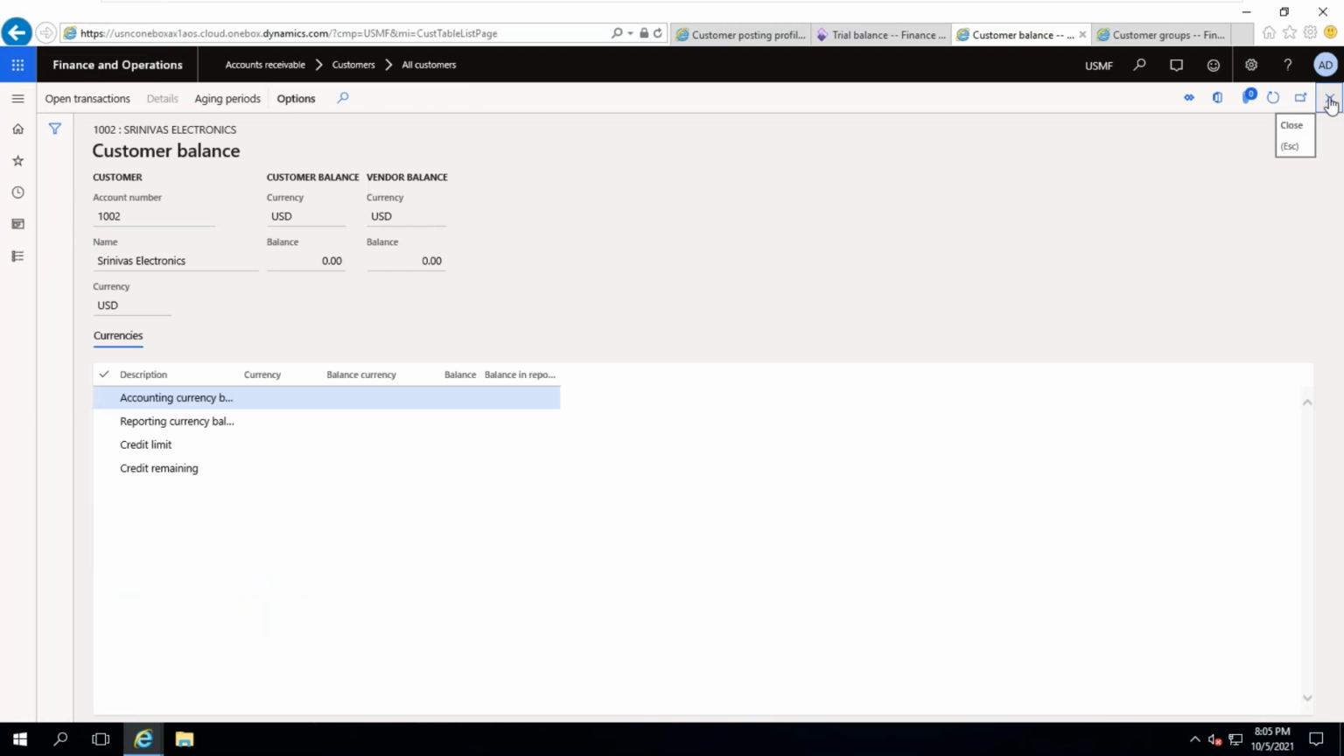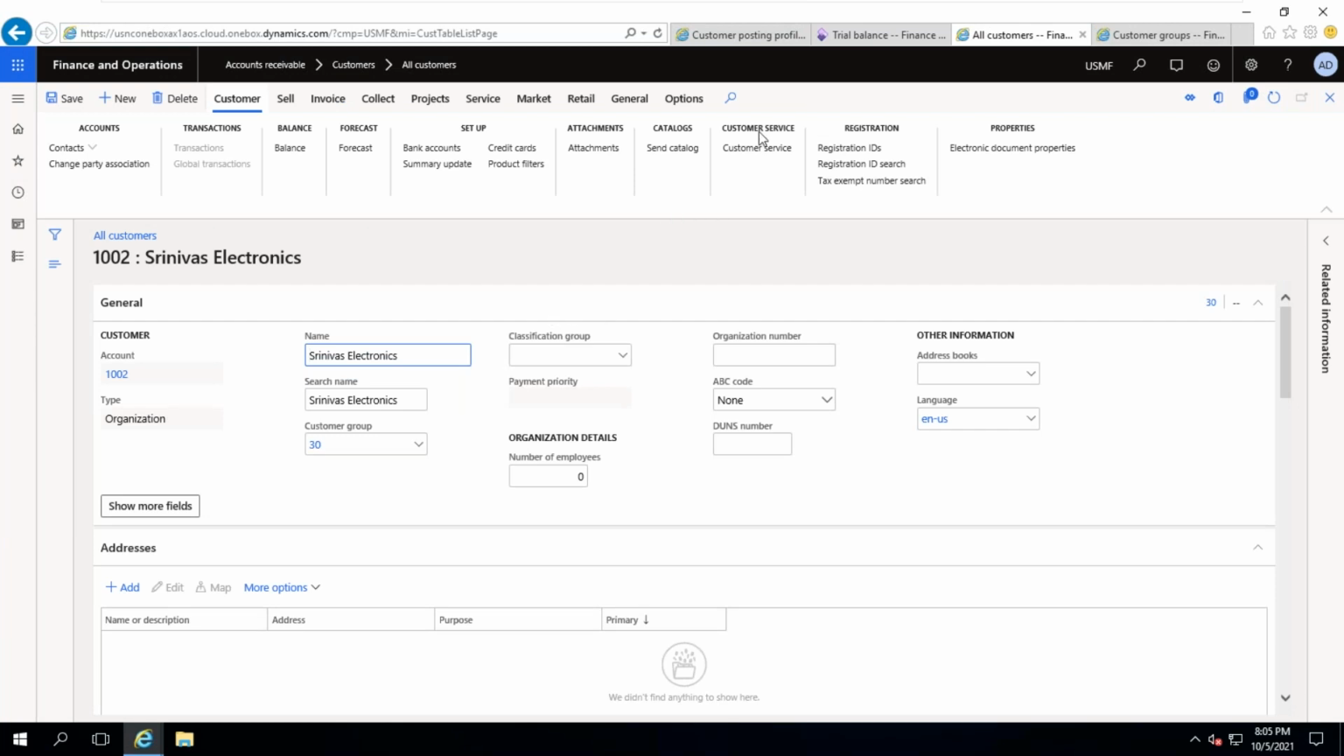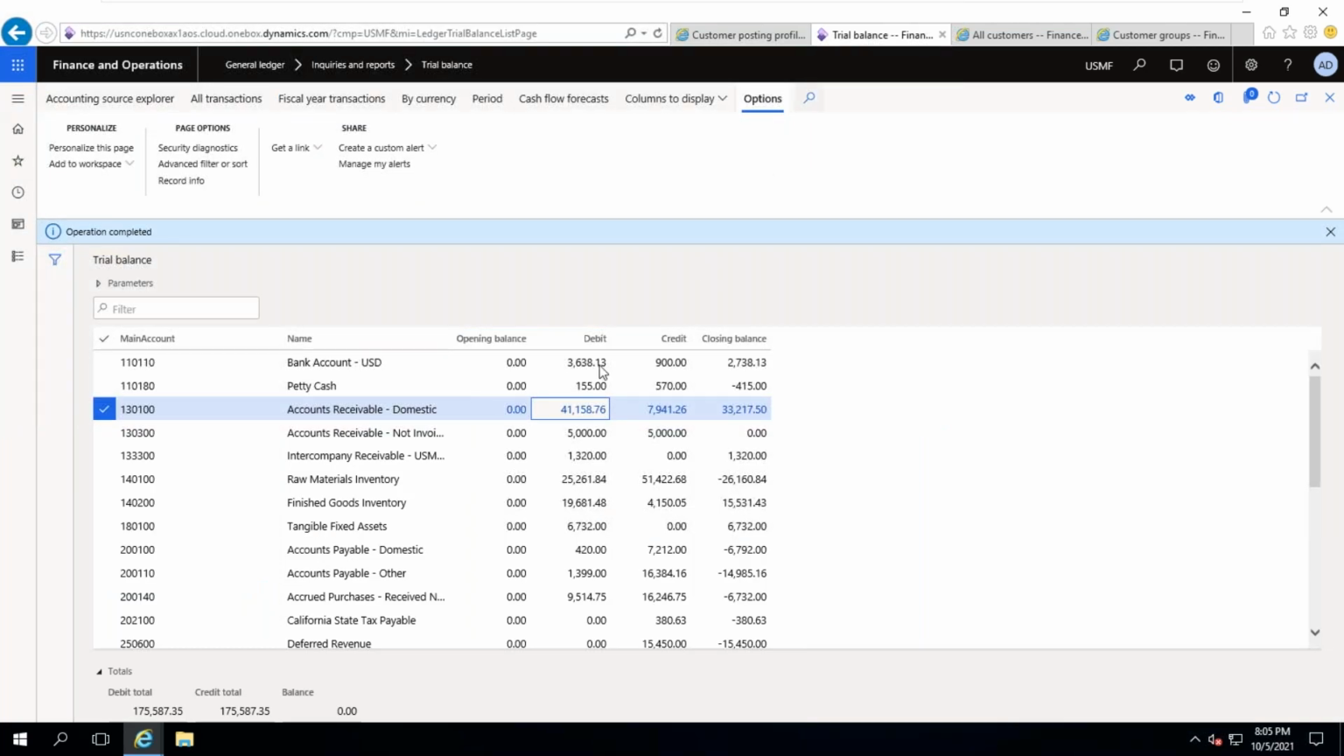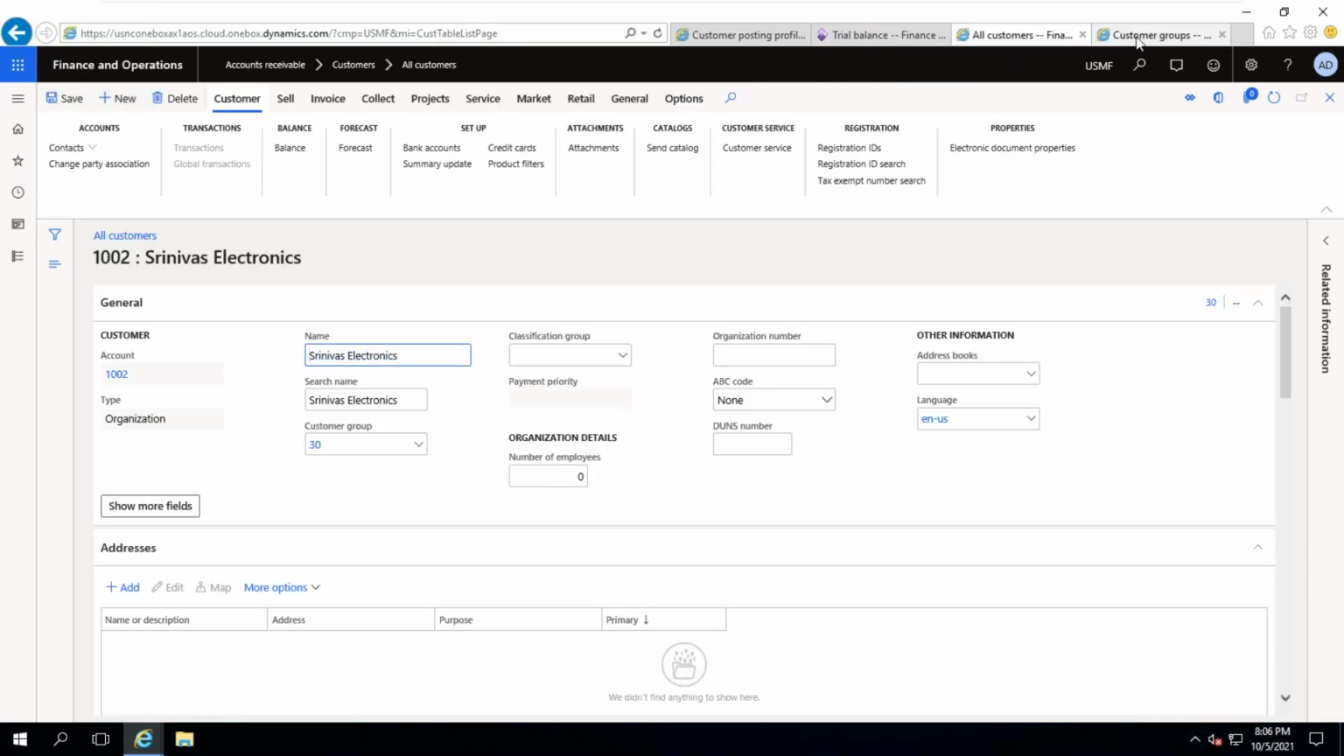Okay, this customer group 30 is linked with 130100. So the trial balance for 130100 is 41,158.76. What I will do, I will enter 41.34, one transaction.